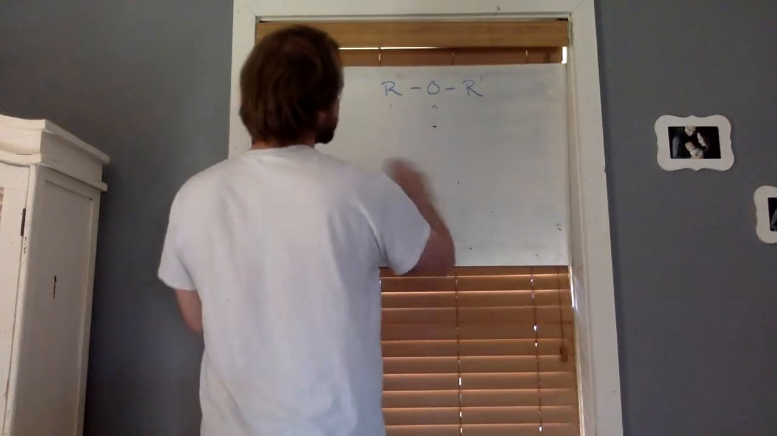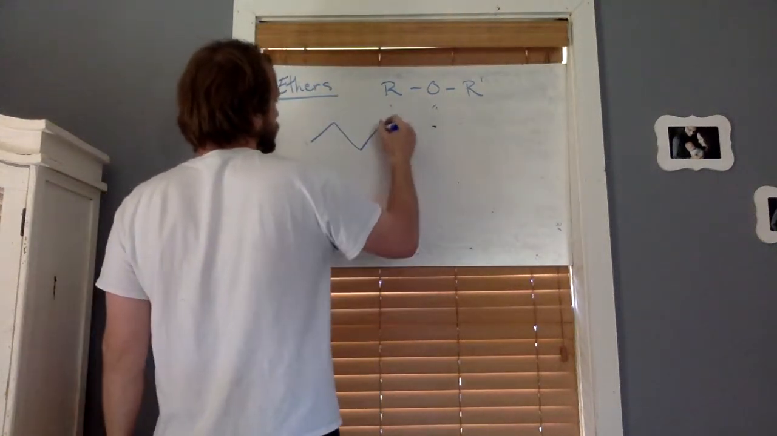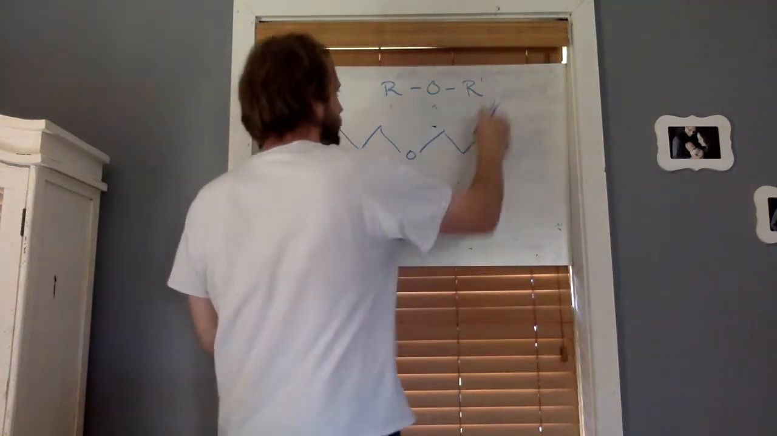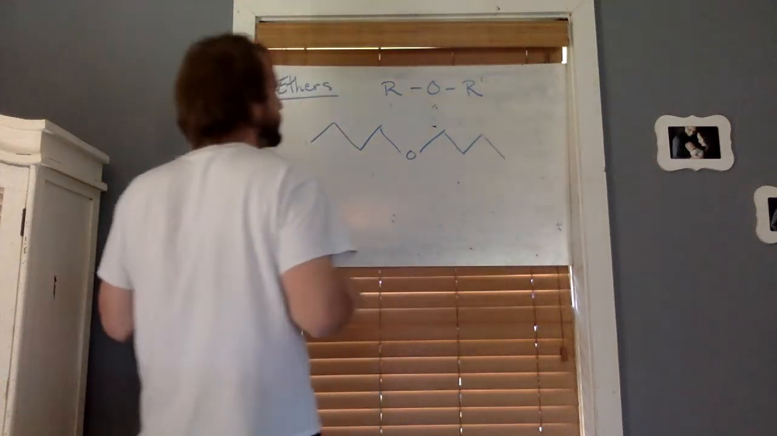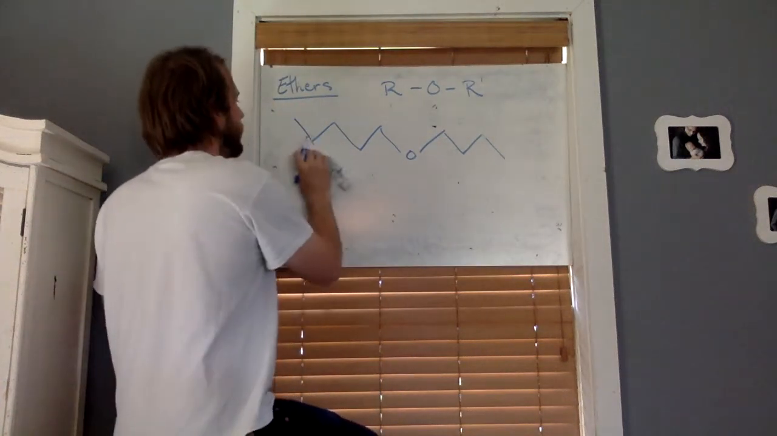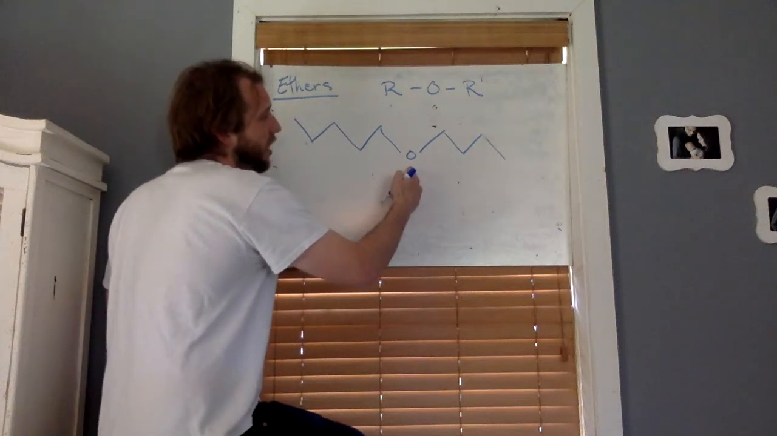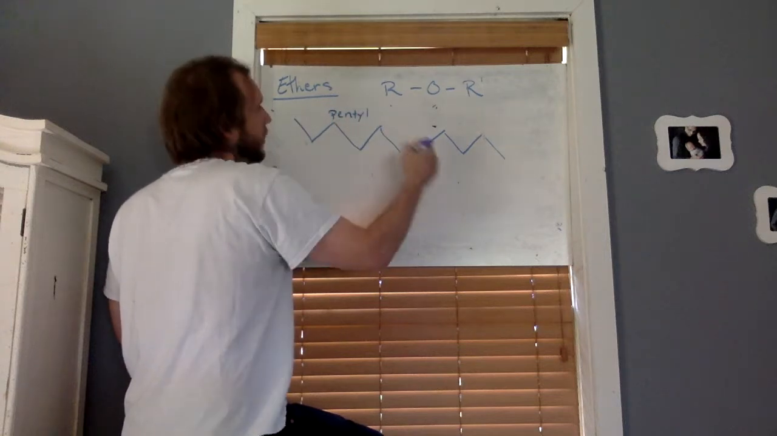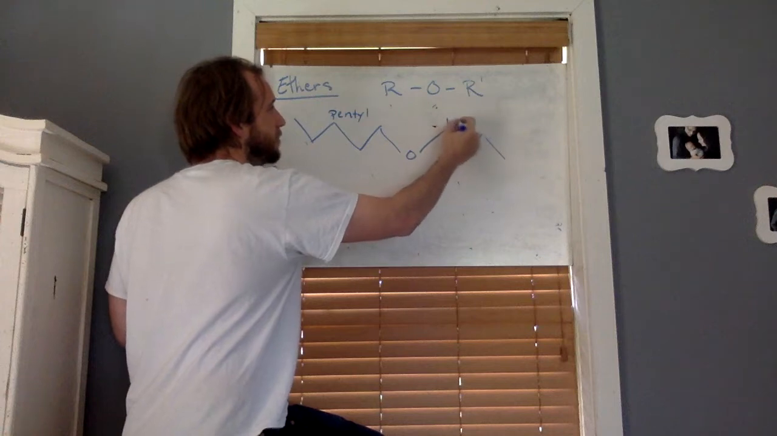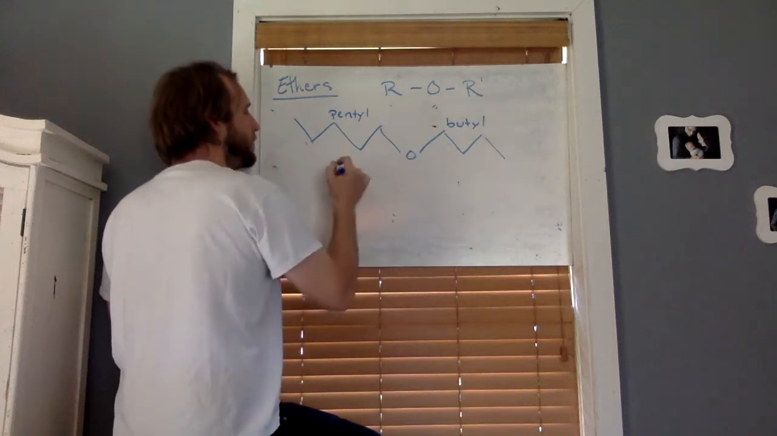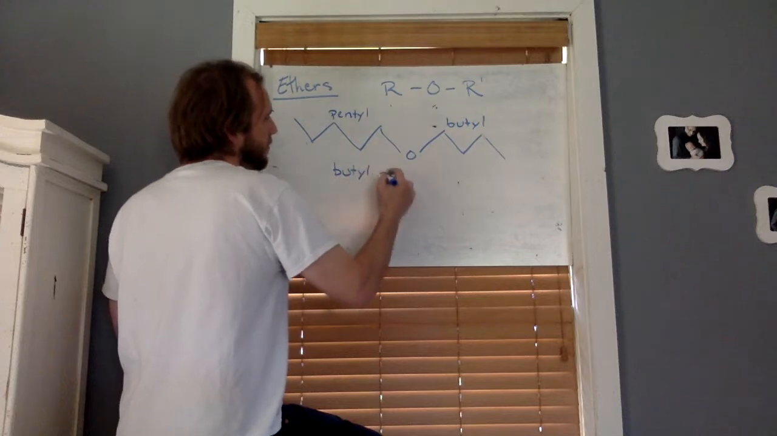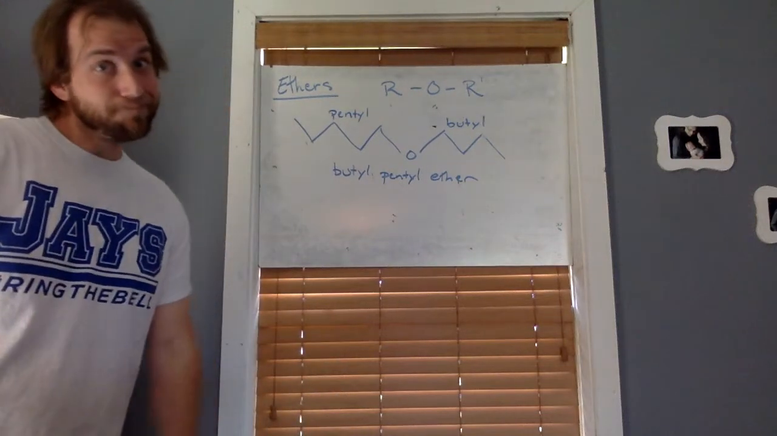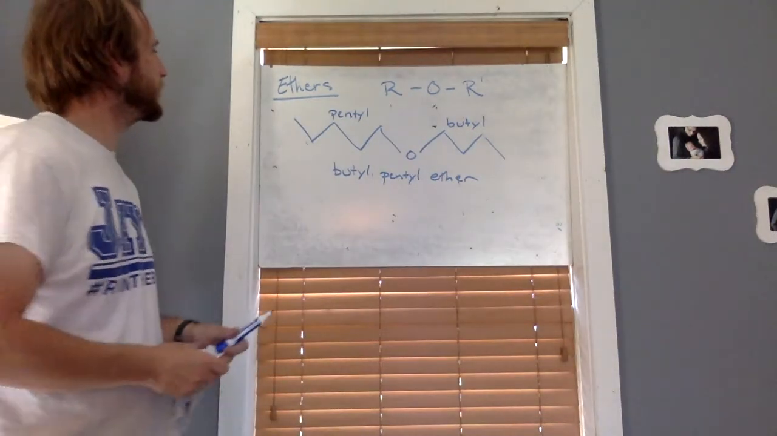Cool. Another one for you. Let's do this one. Cool, so we know it's an ether. It's got this O right here in the middle. We've got 1, 2, 3, 4, 5 coming here. This is a pentyl. We've got 1, 2, 3, 4 coming here. That's a butyl. Alphabetically, B comes before P, so this would be butyl pentyl ether. Butyl pentyl ether, as our functional group, ether.